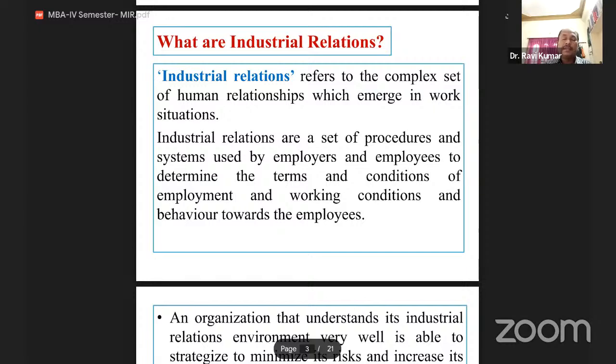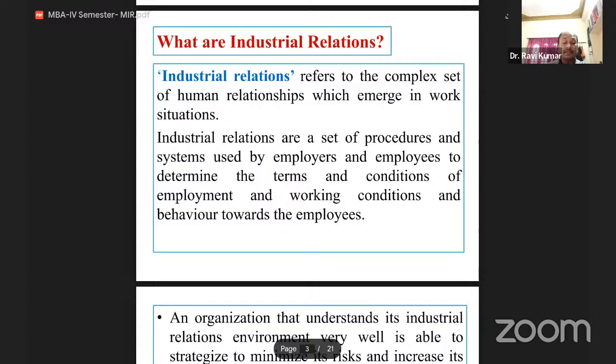The employers, the managers of the company, provide employment to these employees. So industrial relations are a set of procedures and systems used by employers and employees to determine the terms and conditions of employment, working conditions, and behavior towards the employees. Any employer is always framing instructions, guidelines, and policies, and according to that the employees have to work for the company. The employers evaluate and assess the behavior of how the employees are working for the company.